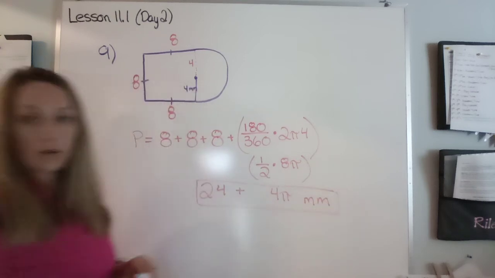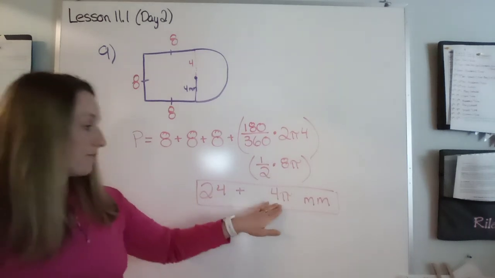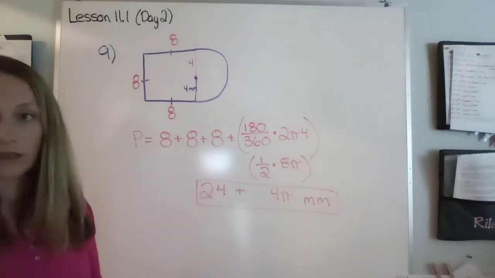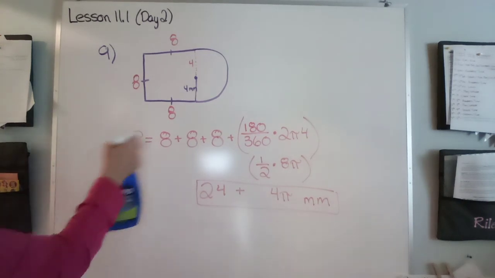If it did ask for an approximation, then you could use your calculator and plug that in, 4 pi, and then add 24 to it and get a decimal approximation. All right, so that was problem number 9.